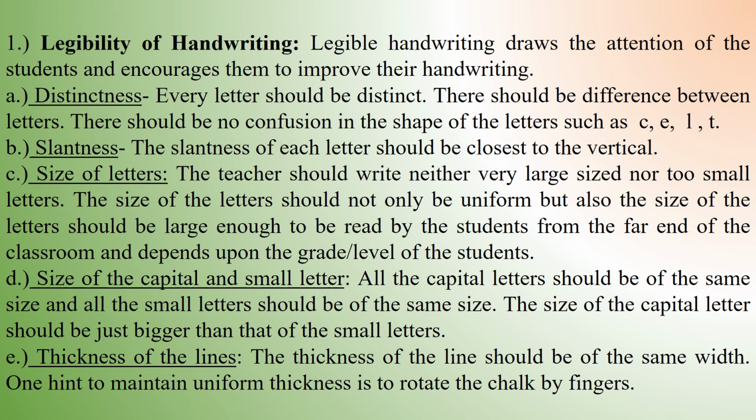Size of the capital and small letters. All the capital letters should be of the same size and all the small letters should be of the same size. The size of the capital letters should be just bigger than that of the small letters, but not so exaggerated as to form an obstacle while reading. Thickness of the lines. The thickness of the line should be of the same width. One hint to maintain uniform thickness is to rotate the chalk by fingers while writing.